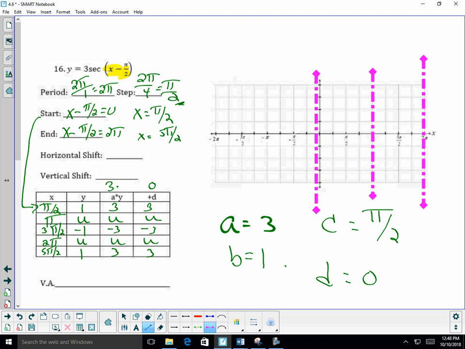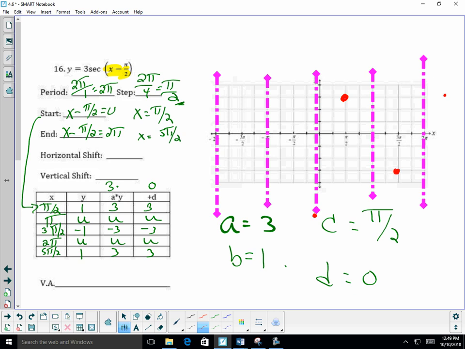1, 2, 3, 4. 1, 2, 3, 4. And the reason why I have this asymptote at 0, because remember that's the whole reason why we were talking about the shift, is because I had that horizontal shift. I'm going to plot these points: pi over 2, 3. 3 pi over 2, -3. And then the other one would be over here somewhere, a little bit over, and it would be up here. Remember, I have a dot here and I have a dot here.